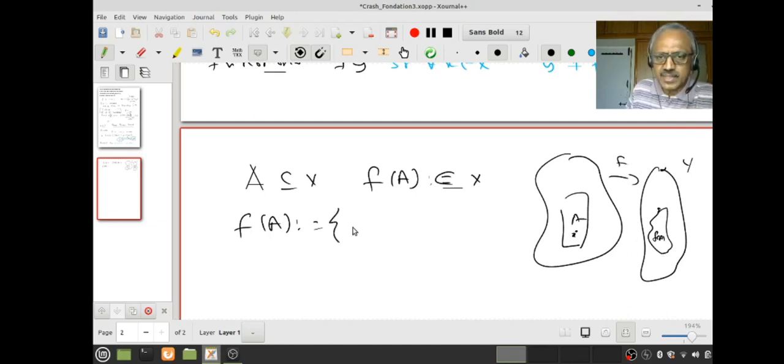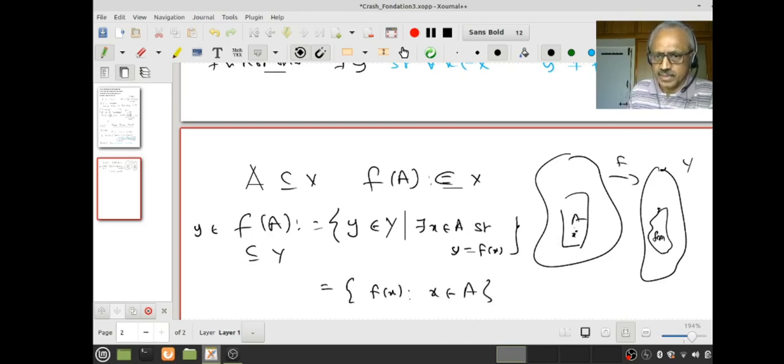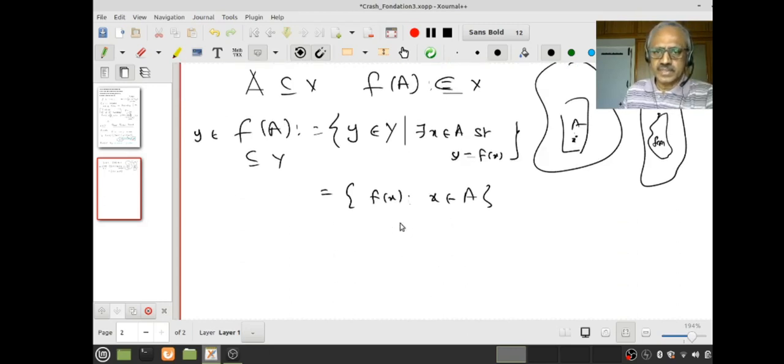So how do I write it in a mathematically precise way? It is the set of all y. So do you remember how do you define a subset? f(A) must be a subset of Y. Then therefore I have to tell, if you give me a y in capital Y, when y belongs to f(A). When does y belong to f(A)? There is x, where? In A, so that y equals f(x). Okay, loosely this is what you say: f(x), collect all the images as x varies over A. Okay? Do all of you understand this?